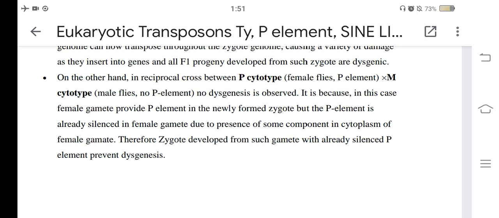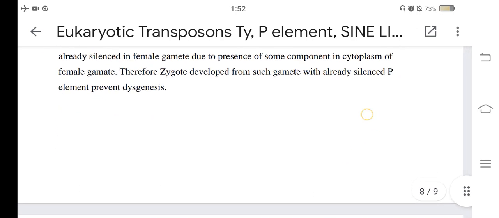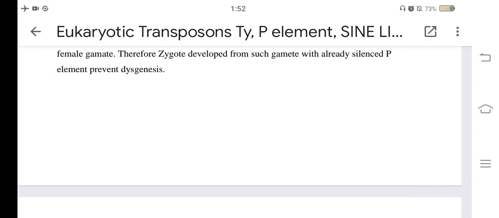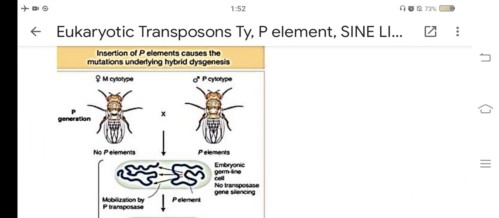On the other hand, in the reciprocal cross between P cytotype female and M cytotype male, no dysgenesis is observed. This is because in this case, the female gamete provides P elements in the newly formed zygote, but the P elements are already silenced due to the presence of some component in the cytoplasm of the female gamete. Therefore, the zygote developed from such a gamete will already silence P elements, preventing dysgenesis. So, insertion of P elements causes the mutation underlying hybrid dysgenesis.